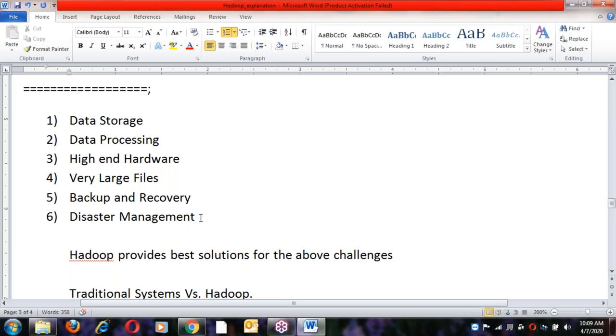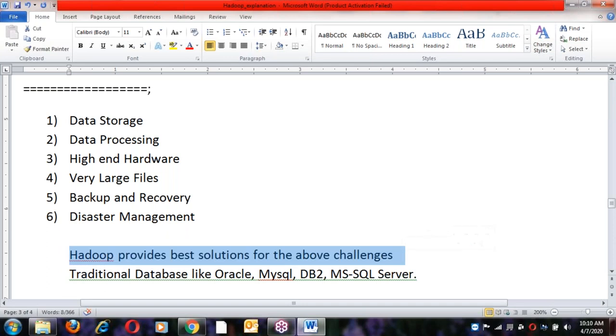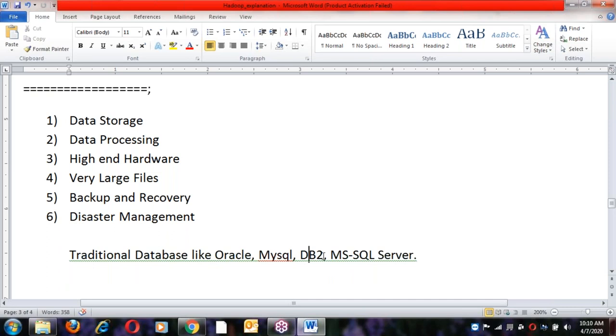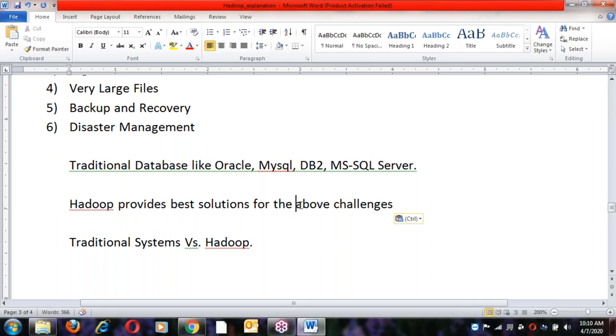So these are all big data challenges. Traditional systems are not in a position to face all these challenges. Traditional databases like Oracle database, MySQL, DB2, and Microsoft SQL Server cannot handle all these challenges. To handle all these challenges, Hadoop is the best solution. Hadoop provides the best solution for all the above challenges.